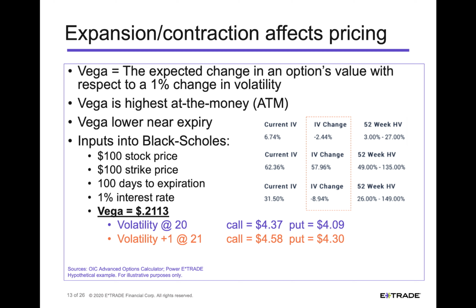Well, let's take the same example and say volatility contracts, from 21 back down to 19. That's a 10% move, but a 2 percentage point move. Look at what happened to the call option. It went from 4.58 down to 4.16, and the put option went from 4.30 down to $3.88. So the movement is something we need to consider when thinking about our option strategy.